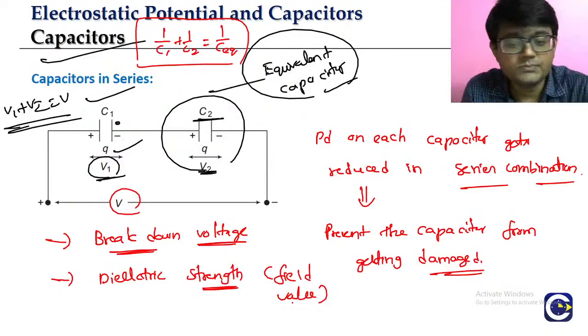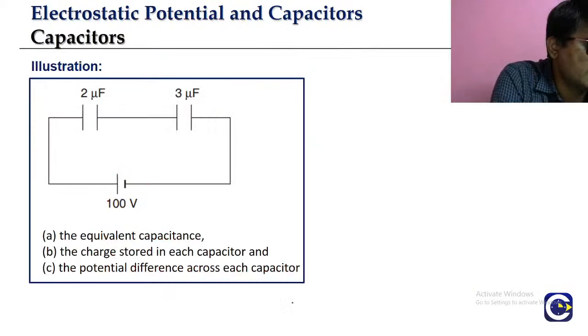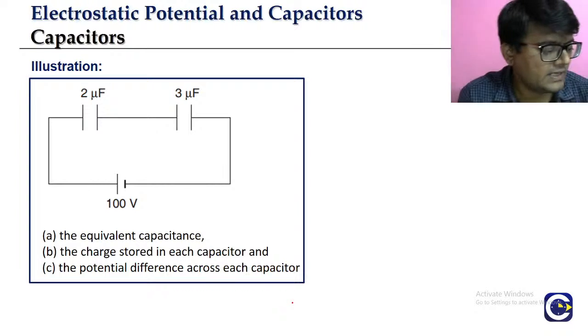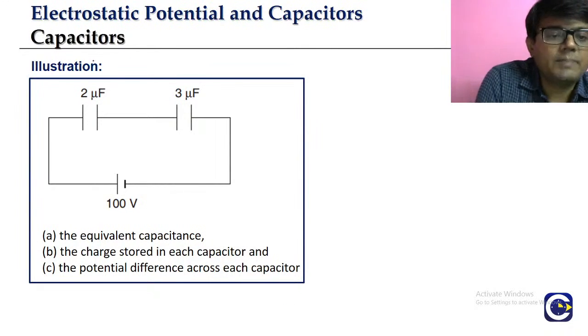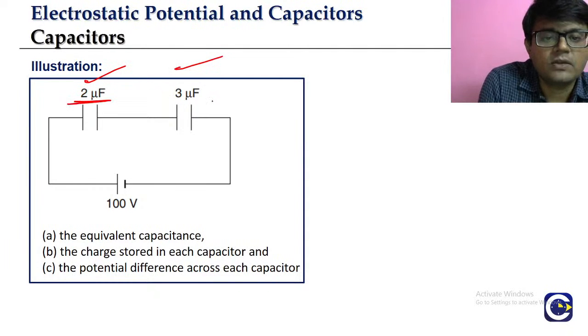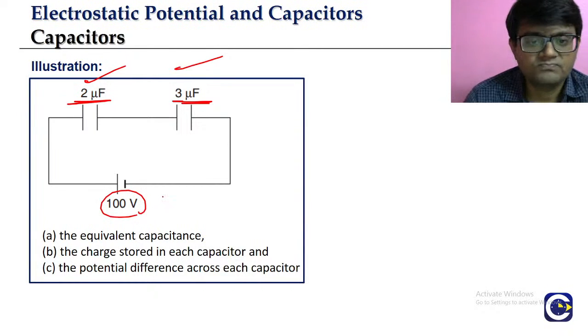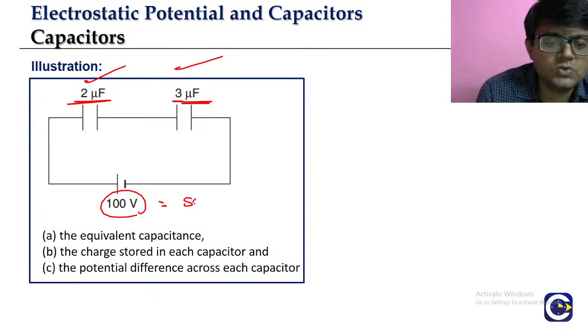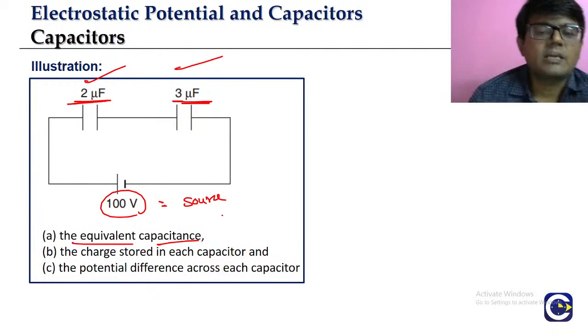So this is the reason why we will generally keep capacitors in series combination. Next, this is the kind of question we will have on series combination. Here they are giving two capacitors which are in series, 2 microfarad and 3 microfarad. They are kept in series with 100 volt, which is the source.